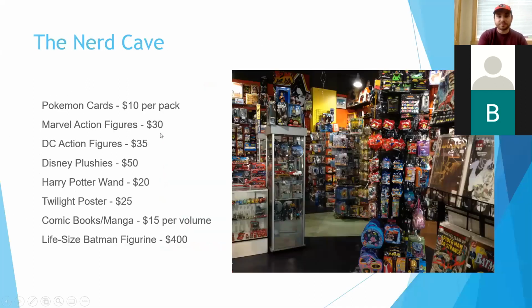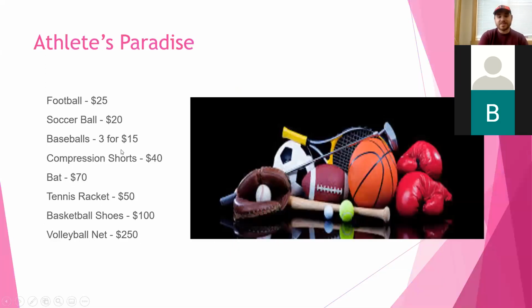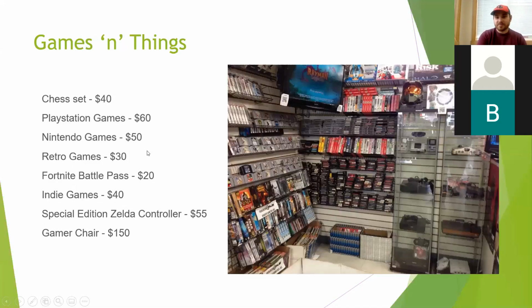Here's all the things. Then when you go to the Nerd Cave, there's Pokemon cards, action figures, Disney stuff, Harry Potter, Twilight. I don't know. This was all the nerdy stuff from back when I was in middle school. I don't know if it's still things for you guys, but whatever. And then we've got the athletic store that has football, soccer balls, stuff like that. And then a video game store. So you can buy a whole bunch of different things. You have a whole bunch of different options.